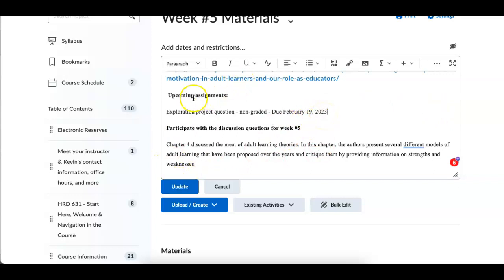So we do have an assignment due. It's a very minor assignment, but it's an important one, and I'll get to that down below.